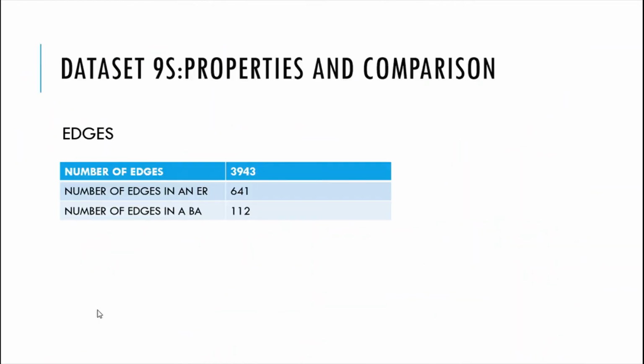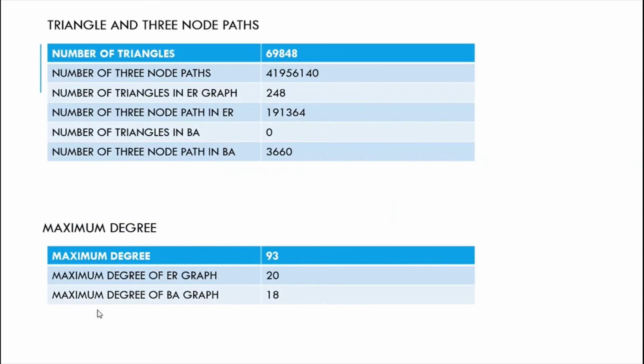Now talking about the properties of dataset 9s: edges 3943, number of edges in ER 641, number of edges in BA 112. As in dataset 9, we calculated triangles in the same way. Number of triangles 69848, three node paths 41956140, and number of triangles in the ER graph 248, number of three node paths in ER 191364. Because of system limitations and other factors, the comparison is only on 9 graphs.